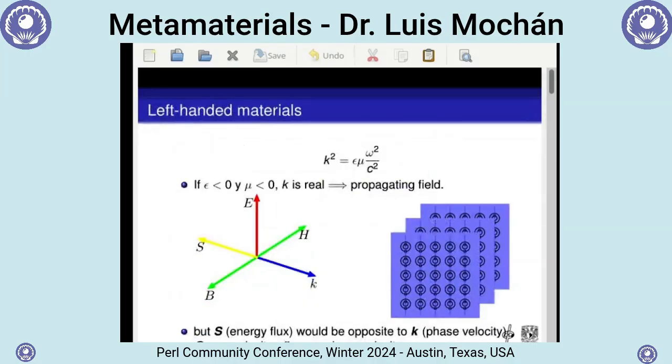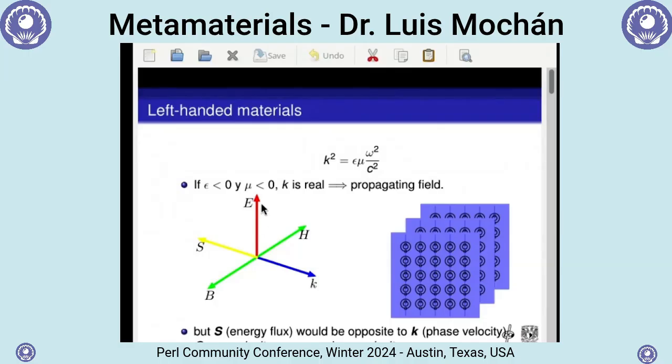So let me try to explain to you what that means. This is the relation between the wave vector and the frequency. The wave vector for some given permittivity and permeability is proportional to the frequency divided by the speed of light. If the permittivity is negative and the permeability is negative, the wave vector is real.